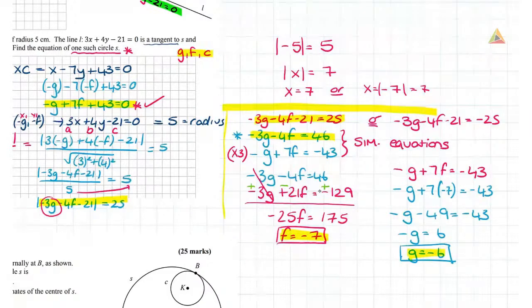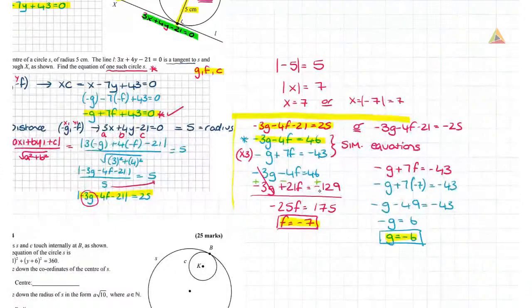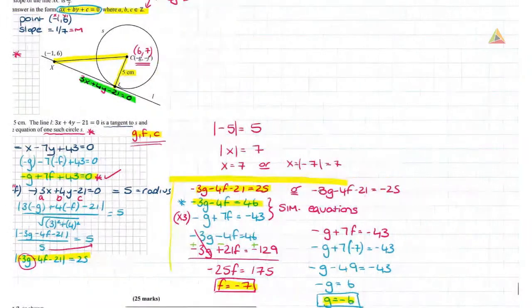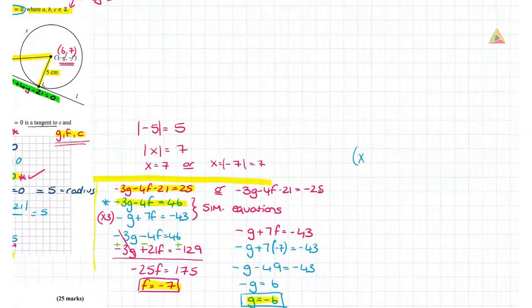Okay, so we have our f, we have our g, and at the start I had said that you needed to find g, f and c. We could go ahead and find c, but I don't think there's really any need here because now that we have g and we have f, we now have the centre. So g is minus 6, so your centre is 6, and f is minus 7, so your centre is 6 and 7.